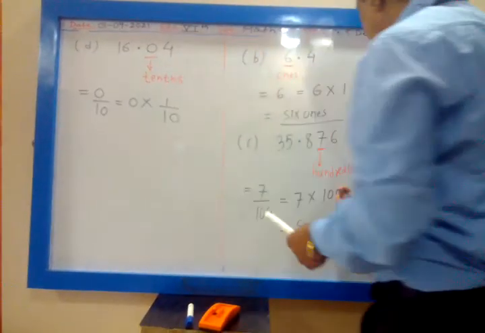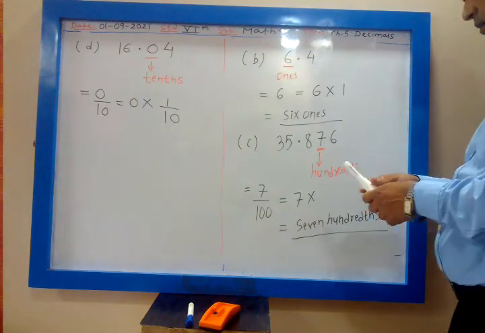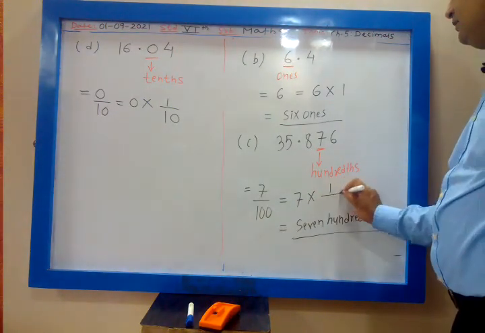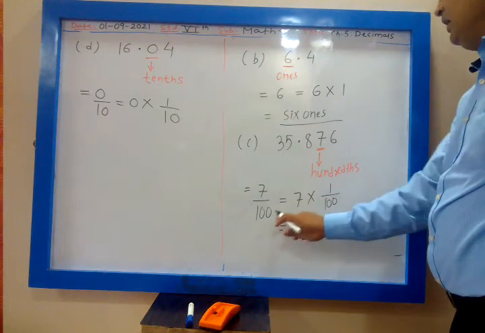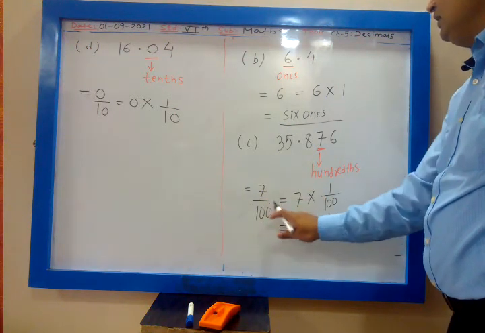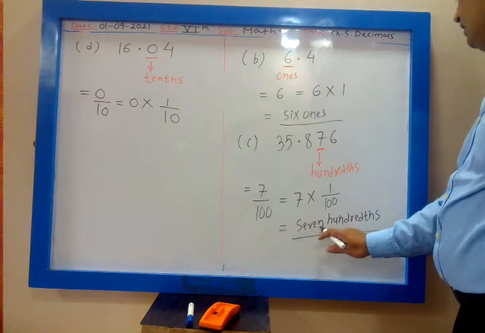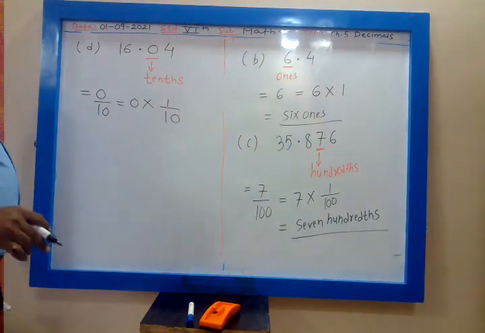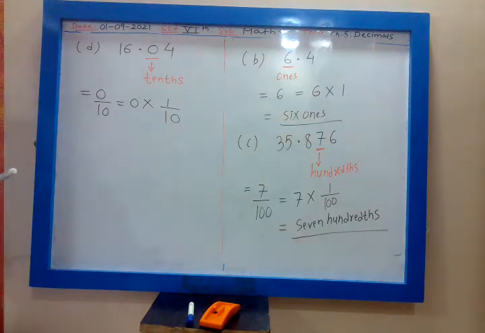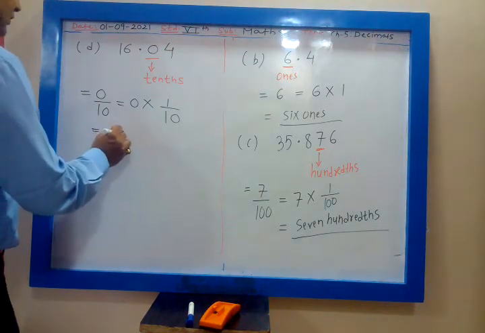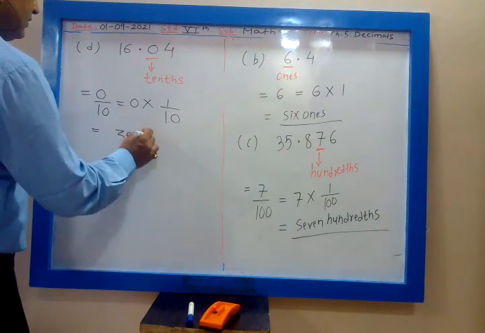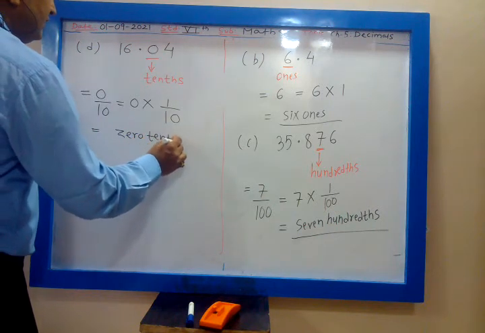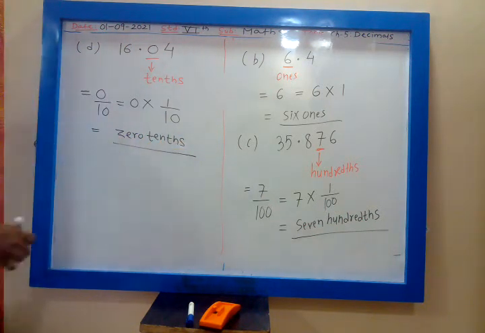Sorry, this is 1 upon 100, my dear. 7 into 1 upon 100. I mistakenly wrote 100. It is 7 into 1 upon 100. Very good. 0 means 0 tenths, 0 into 1 upon 10. What will you read this as? You will read this as 0 tenths.